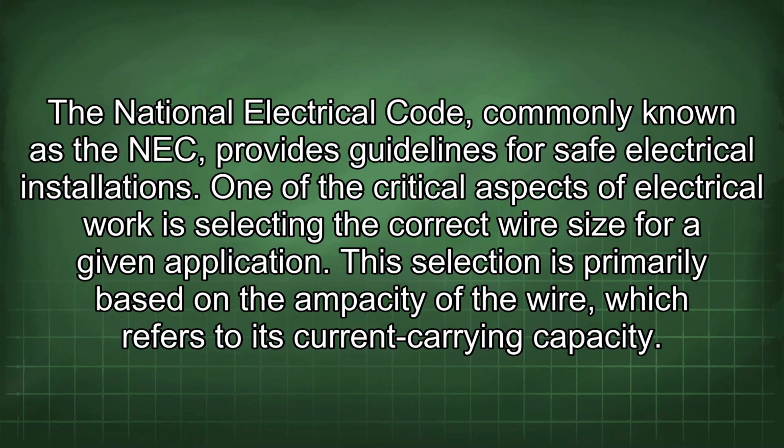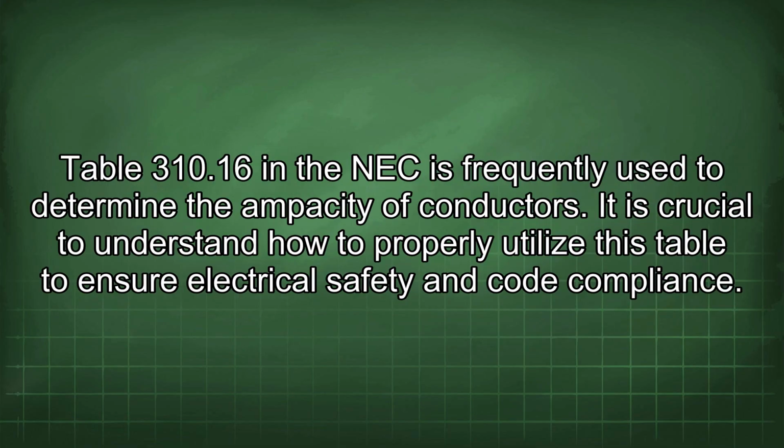The National Electrical Code, commonly known as the NEC, provides guidelines for safe electrical installations. One of the critical aspects of electrical work is selecting the correct wire size for a given application. This selection is primarily based on the ampacity of the wire, which refers to its current carrying capacity. Table 310.16 in the NEC is frequently used to determine the ampacity of conductors. It is crucial to understand how to properly utilize this table to ensure electrical safety and code compliance.